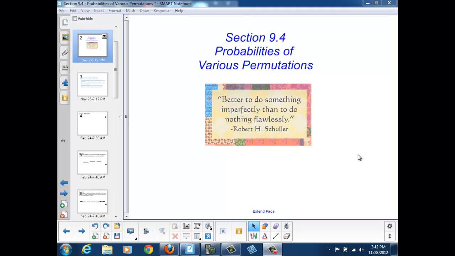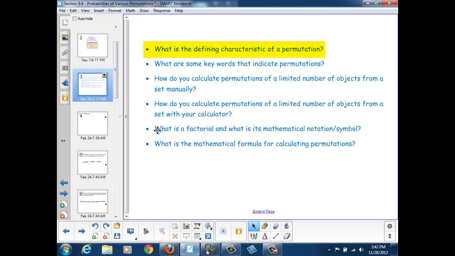Welcome to section 9.4, Probabilities of Various Permutations. At the end of this section, you should be able to answer these questions. What is the defining characteristic of a permutation? What are some key words that indicate permutations?